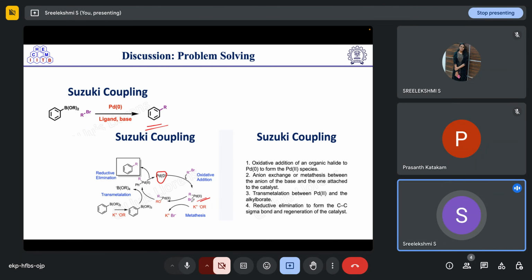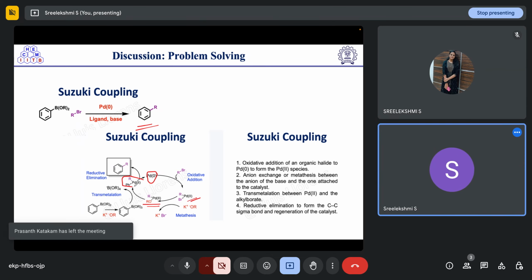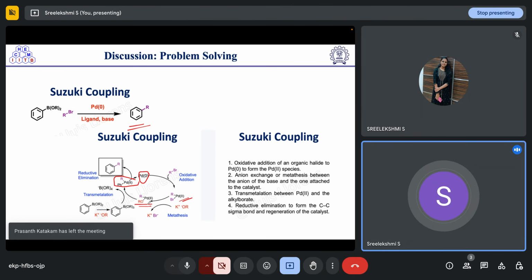And then while treating with the base, anion exchange or metathesis between the anion of the base and the one attached to the catalyst takes place, resulting again in a palladium 2 species. Then the boronic species undergoes transmetallation with this palladium 2 species to get this compound, that is, this OR group goes with the boron to get this complex, which upon reductive elimination regenerates the palladium zero complex, and we get the reductive elimination product, that is our coupled product.